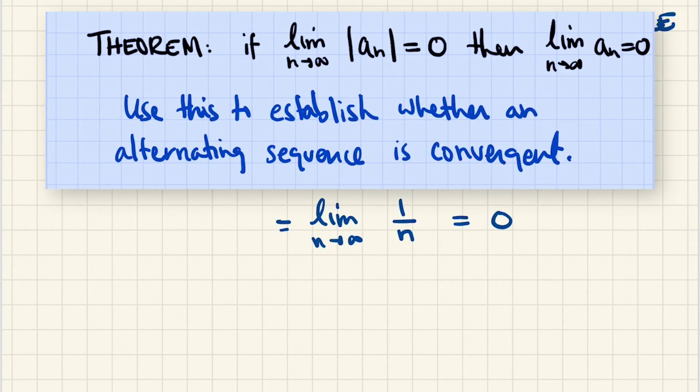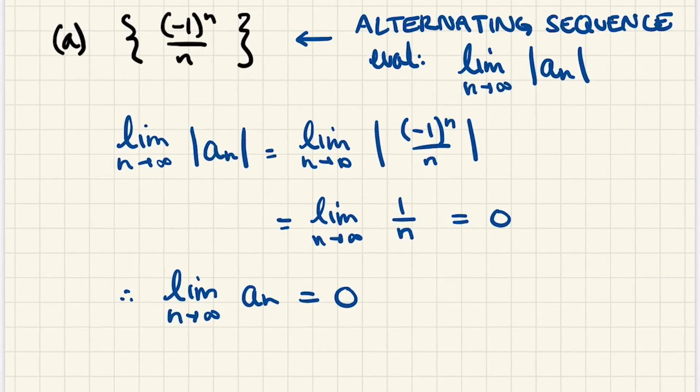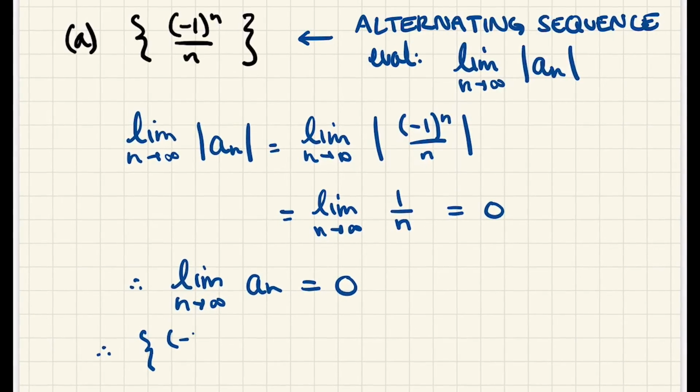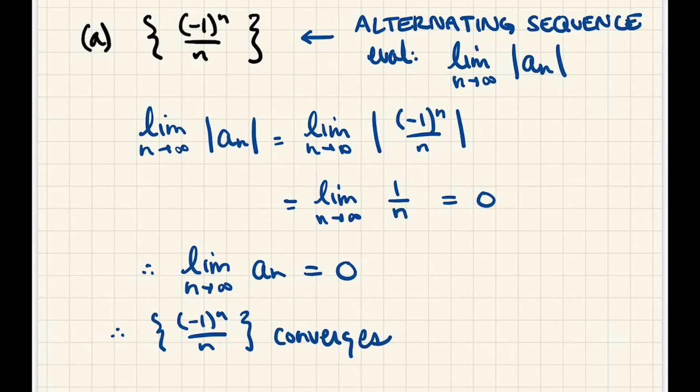And that theorem says that if the limit of the absolute value of a term approaches zero, we get to conclude that the limit of the actual terms themselves approach zero. So therefore, this sequence converges, and its limit is zero.